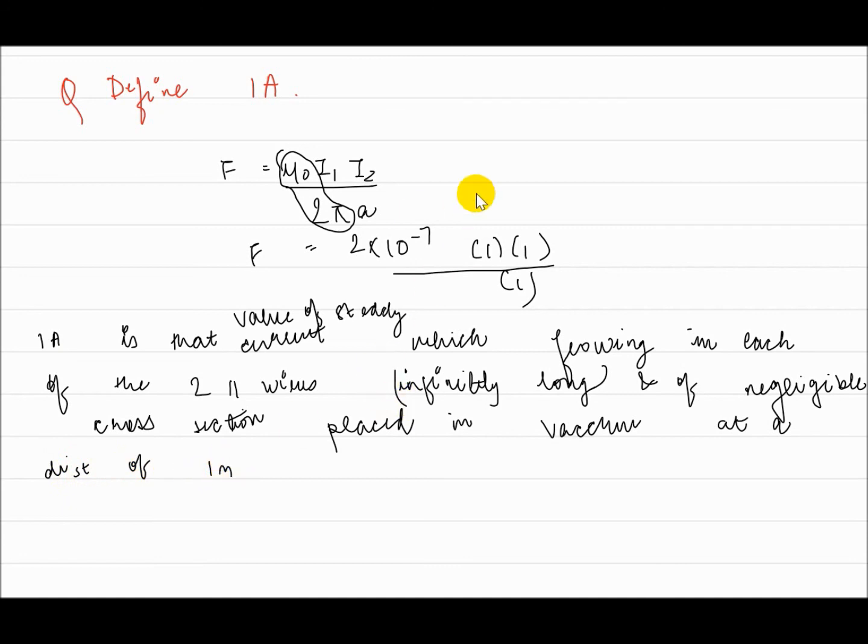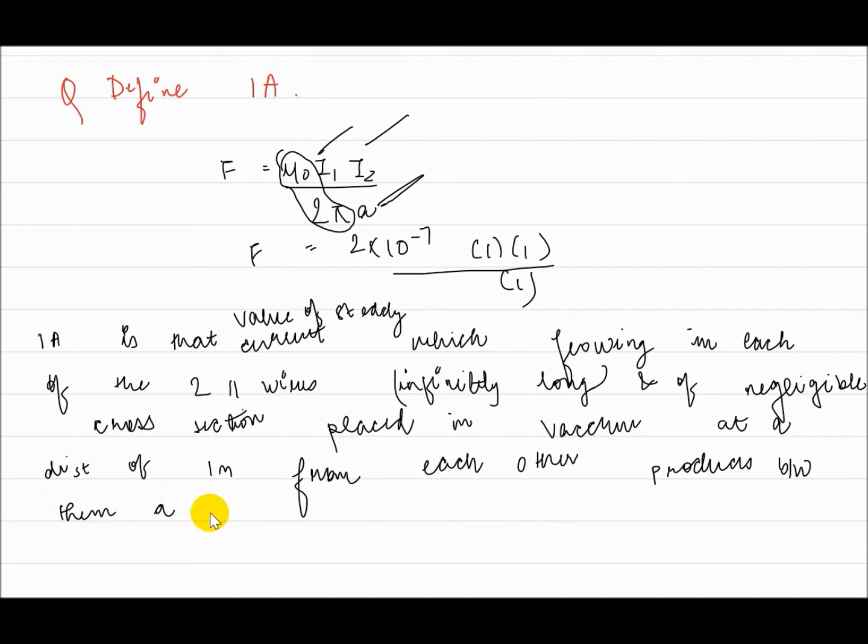So we have 1 ampere flowing in both the wires and at a distance of 1 meter from each other, produces between them a force of 2 into 10 to the power minus 7 Newton per meter of their length.